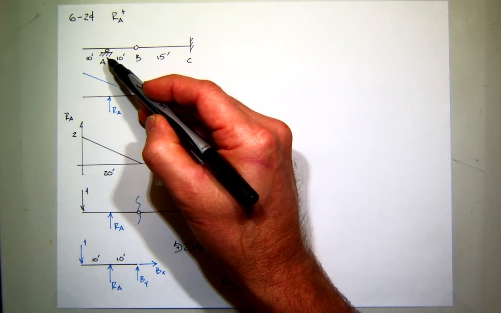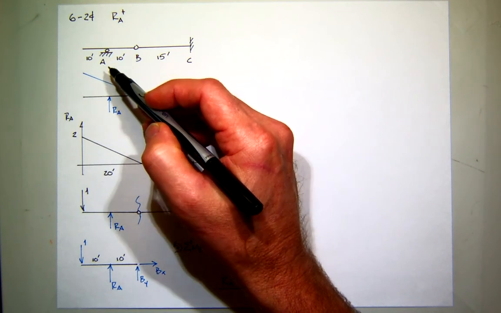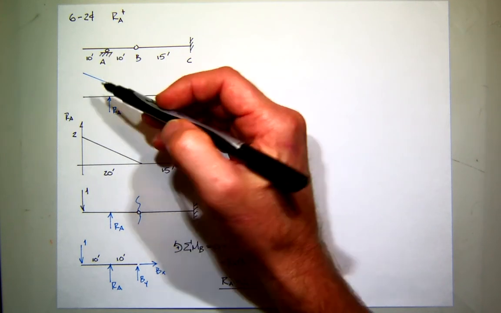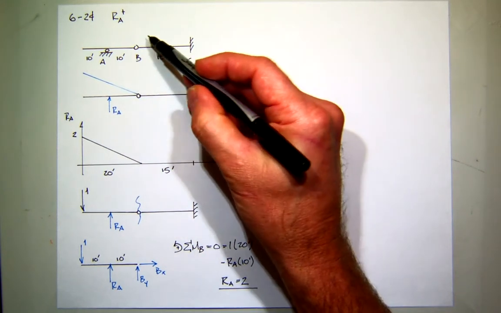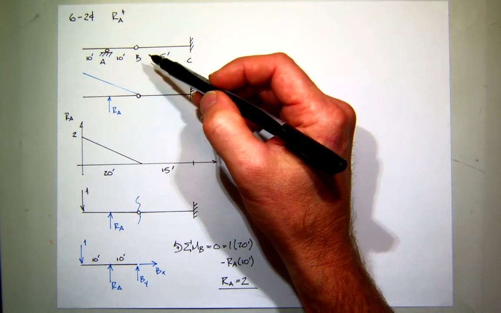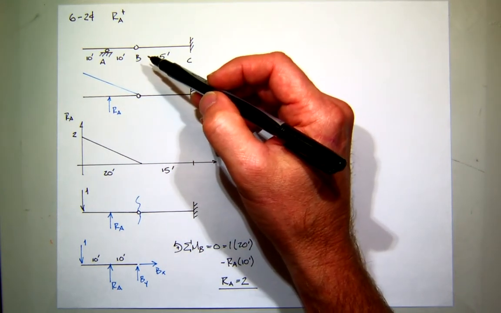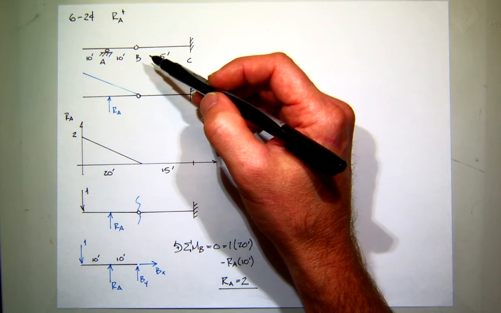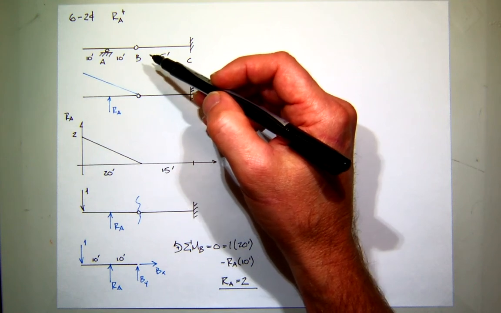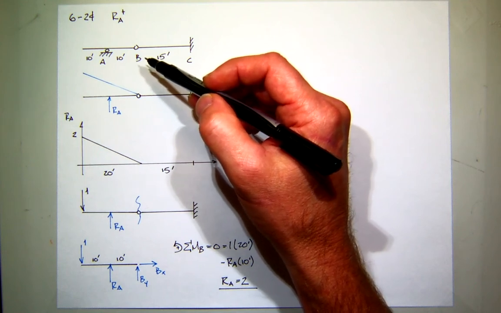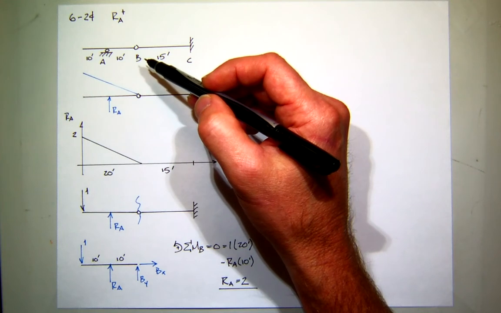I reserve the word pin support where it has both X and Y reactions. If it just has one reaction, I call that a roller. And then I call this a hinge. I try to keep that terminology consistent. Different sources will use those interchangeably, and it's okay. The result is the same.